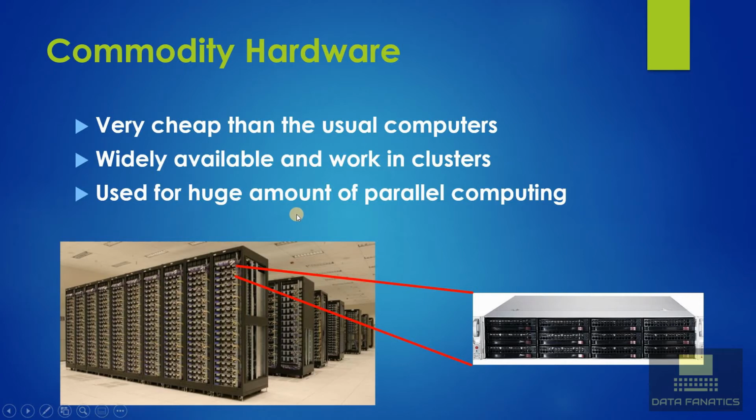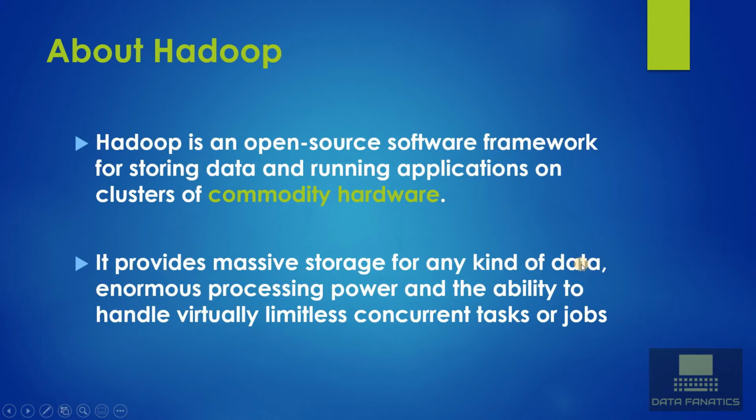Now let's get back to the point. It provides massive storage for any kind of data and enormous processing power. So we just saw that we just need to increase the clusters and we can increase the storage and processing power, whatever. And another important thing is that it can handle any kind of data. The data might be structured, unstructured, or semi-structured. It's not important that the data should be in a table. It may be in some JSON format, semi-structured, or maybe a text file with no structure, just some random text. It can handle any type of data.